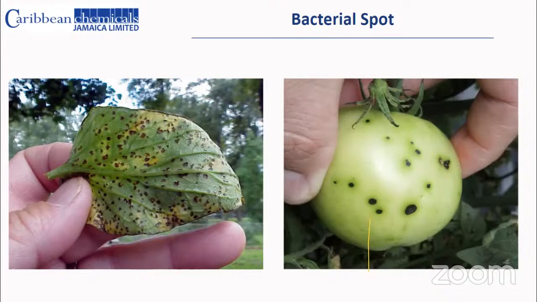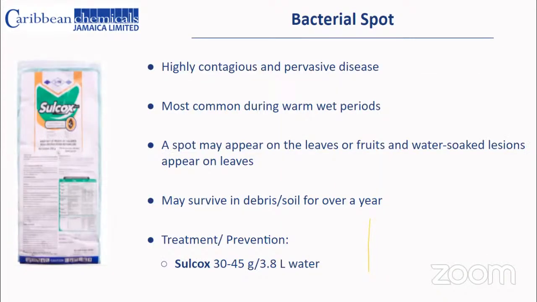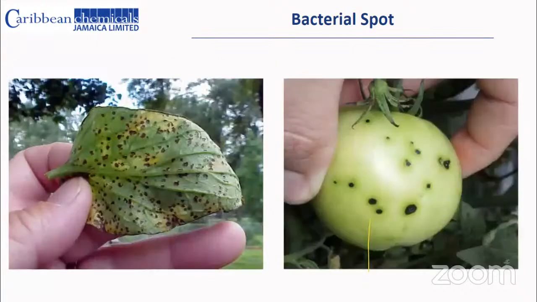And our treatment for this would be Sulcox, and the rate we'll use is 30 to 45. The rate is dependent on the severity of the disease. But again, I encourage you to make an early identification of this disease in particular, because bacterial diseases can be way more devastating than fungal diseases in terms of the effect they have on the plant and the difficulty in treating or controlling them.